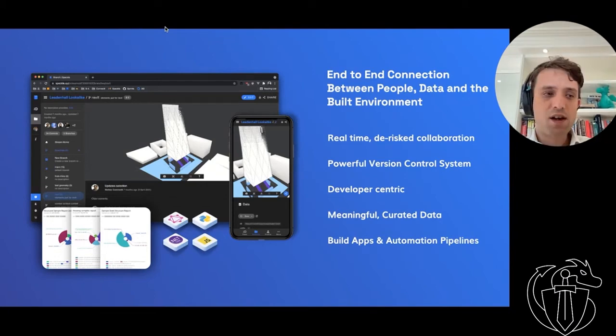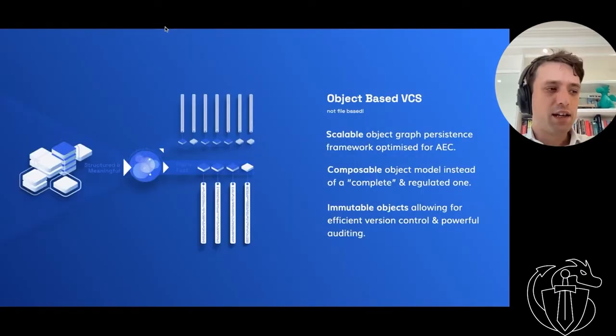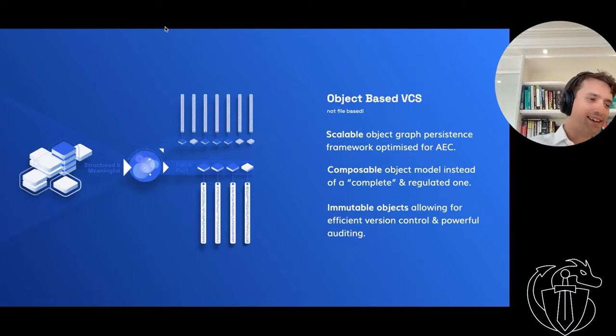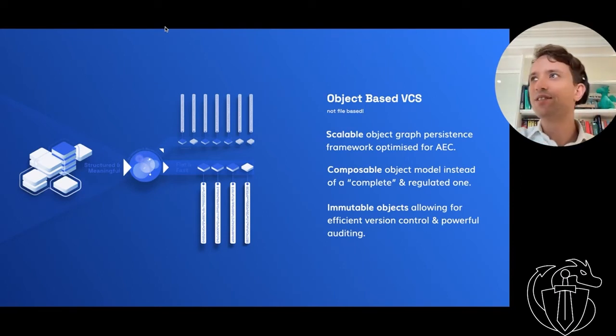And that's a bit about Speckle. That's the product presentation. There are also some other key points behind it. They're a bit more technical and a bit more geeky. I added this slide just so that we don't lose track of them. But it's important to note Speckle is an object-based version control system.